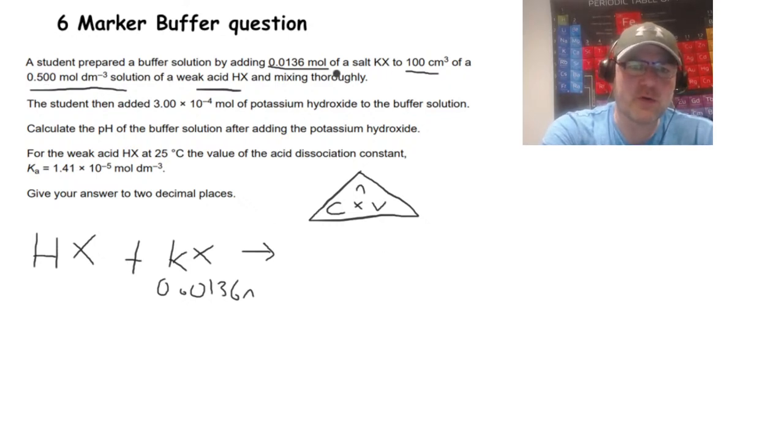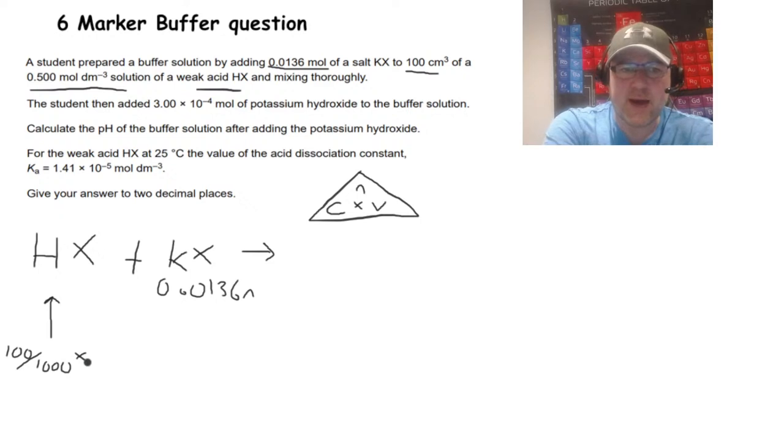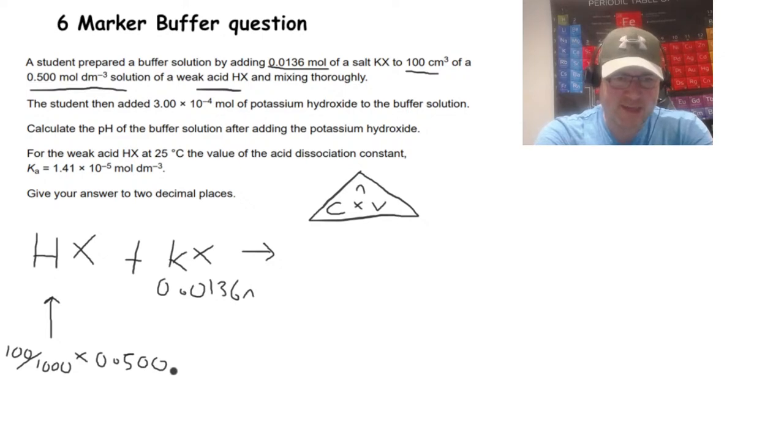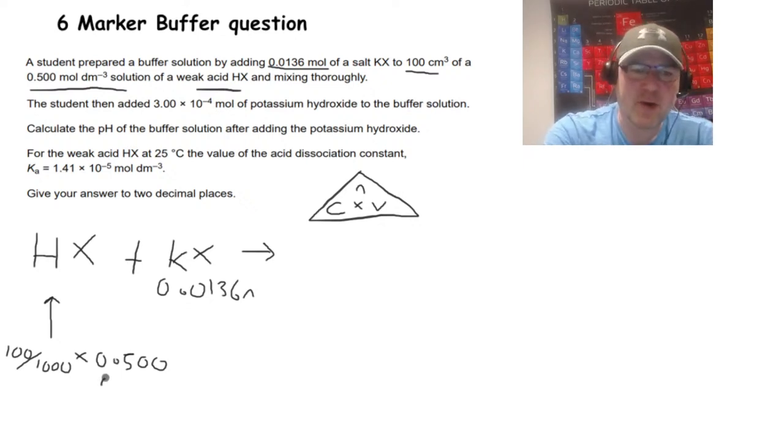How do I work out the moles of my weak acid? I know I've got 100 centimeters cubed of 0.5. How do I do c times v? So for my moles of weak acid, I've got to do 100. Can I use centimeter cubed? No. I've got to divide by 1,000. You could just do that in your head and say it's 0.1. And then I'm going to multiply that by the concentration of the acid. So I'm doing concentration times volume, 0.5 mole per decimeter cubed. Okay, and that's going to give me, let me just write mole per decimeter cubed down there.